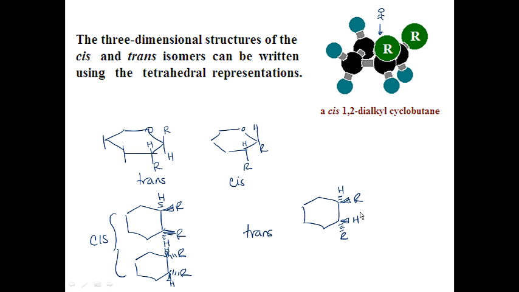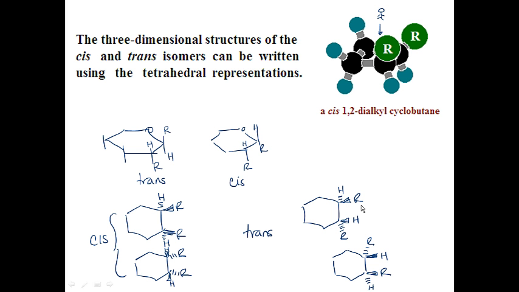I could write them like this, or I could write them like that. So we'll represent cis and trans when we're doing naming by showing the bold and the dashed wedges.